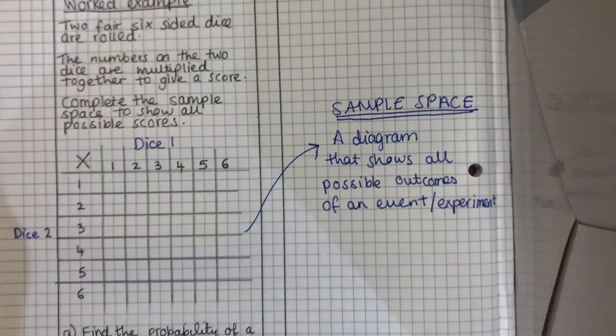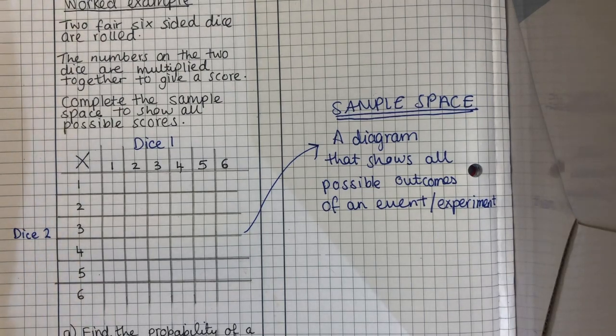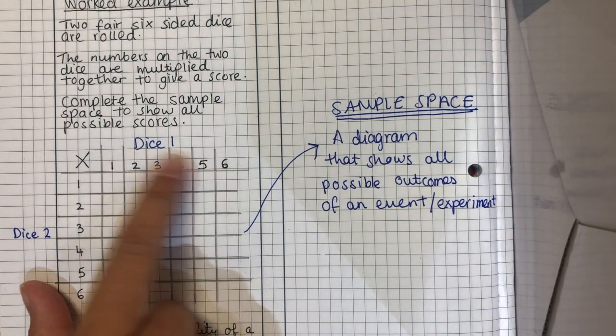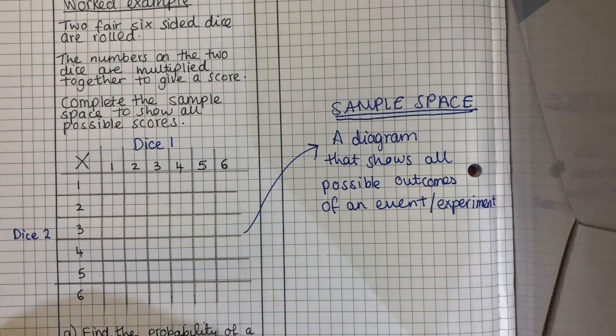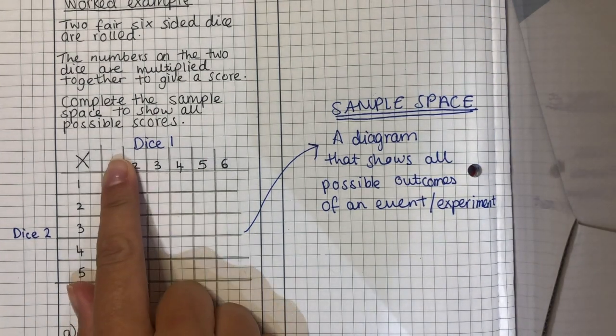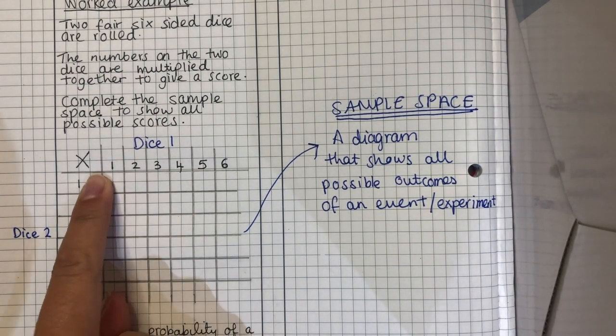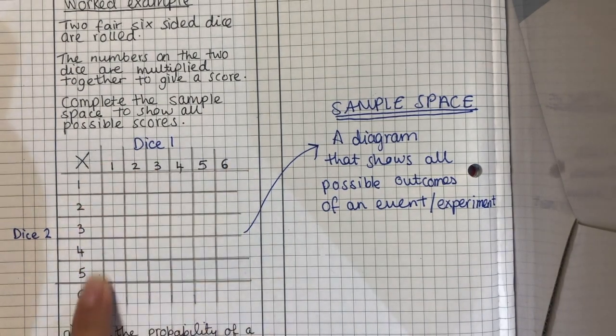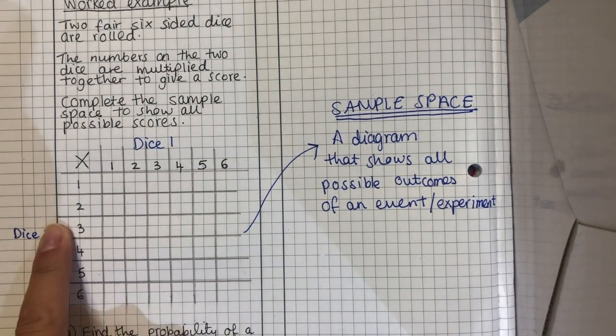Now, you need to think about, if you were ever asked to draw one yourself, what the 2 different events are. Now, in this example, we have just 2 dice, so actually my possible outcomes are the same, and I've just labelled it dice 1 and dice 2.